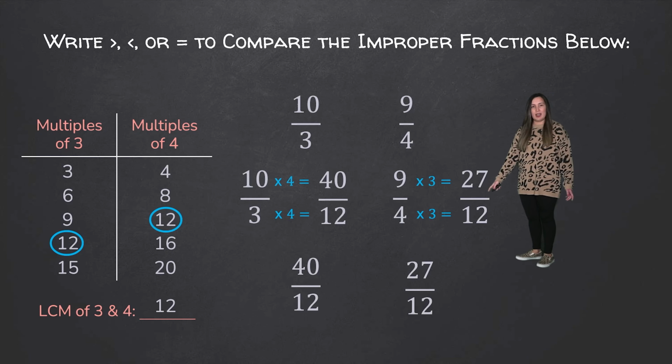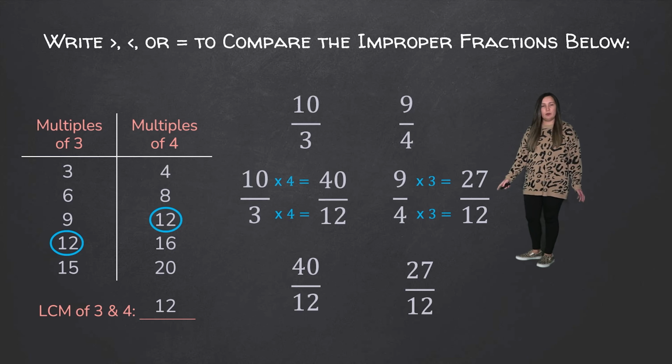And now we have two fractions out of 12. We have 40 over 12 and 27 over 12. And 40 over 12 is greater than 27 over 12, meaning that 10 over 3 is greater than 9 over 4.